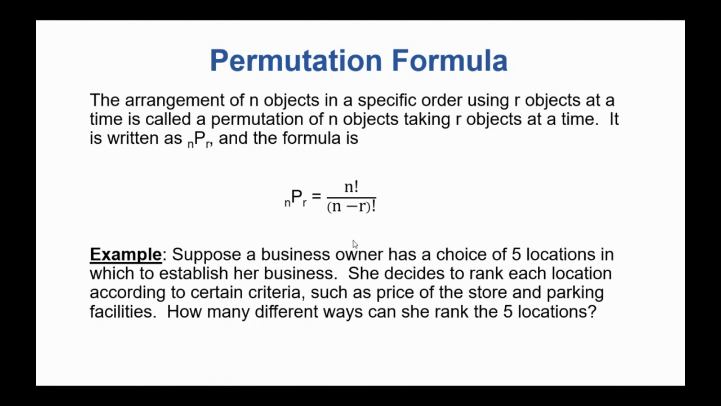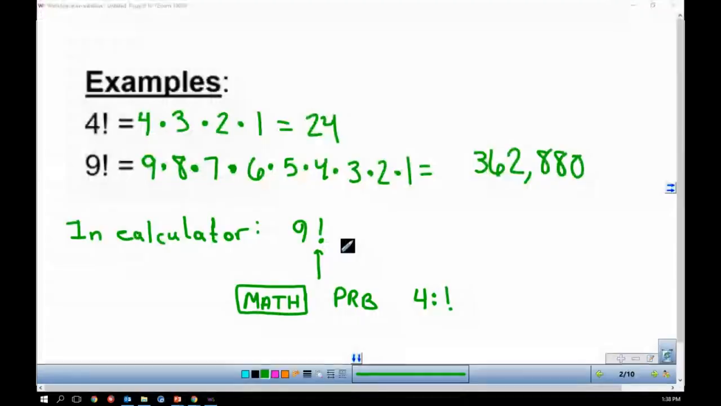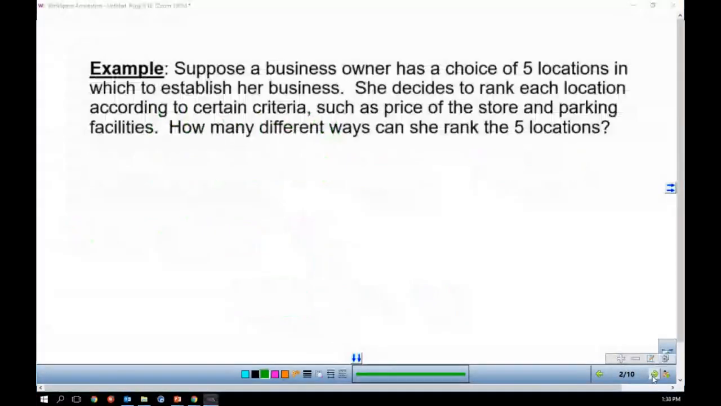Okay, so let's actually look at an example at the bottom of that slide. A business owner has a choice of 5 locations in which to establish her business. She decides to rank each location according to certain criteria, such as price, parking, etc. How many different ways can she rank the 5 locations?